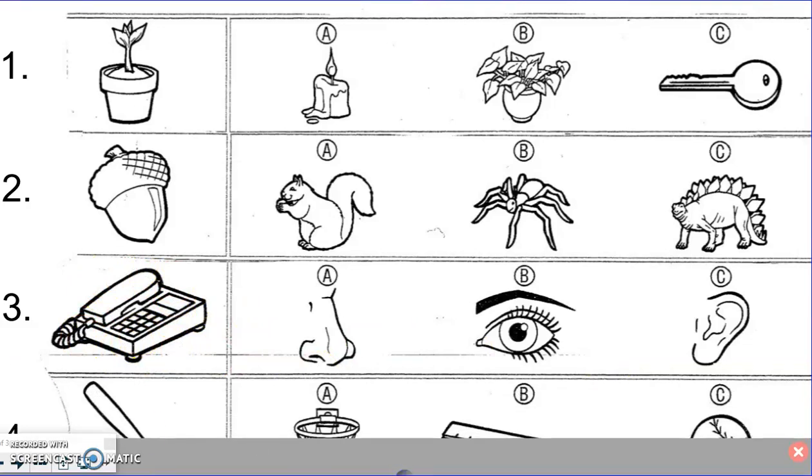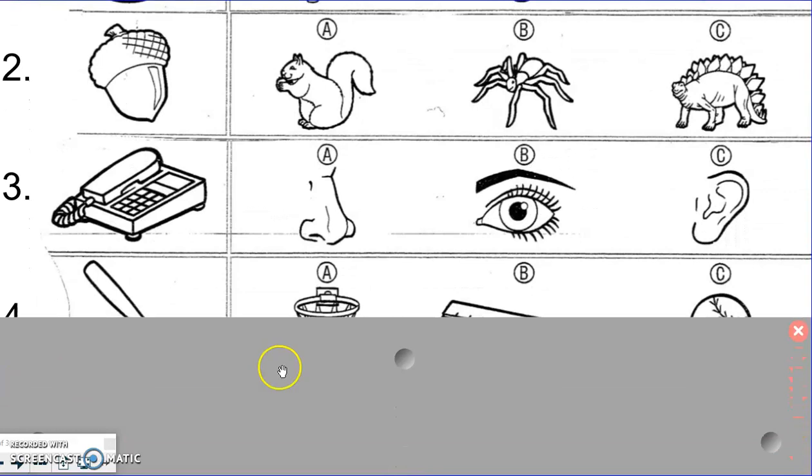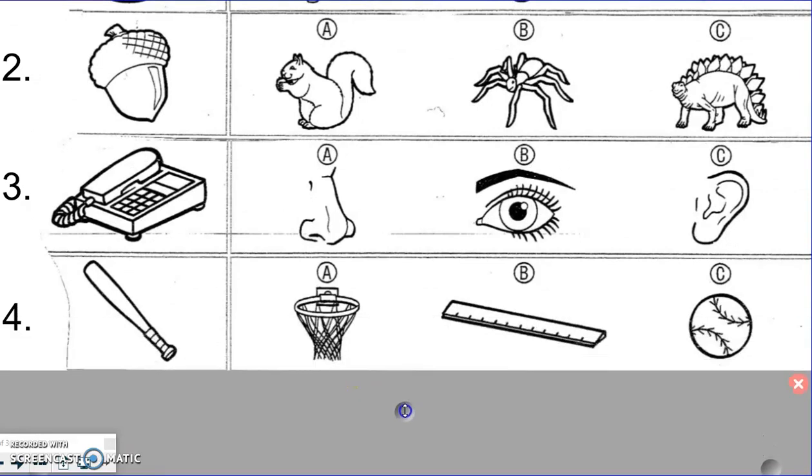All right, let's try another. All right, here we have a bat, a baseball bat. So look at our answer choices. We have a basketball hoop, we have a ruler for measuring, and we have a baseball. So think about which of these answer choices goes together with a baseball bat. Show me a 1 for A, a 2 for B, or a 3 for C. All right, the answer choice is 3, or C, which is the baseball. You use a baseball bat to hit a baseball.